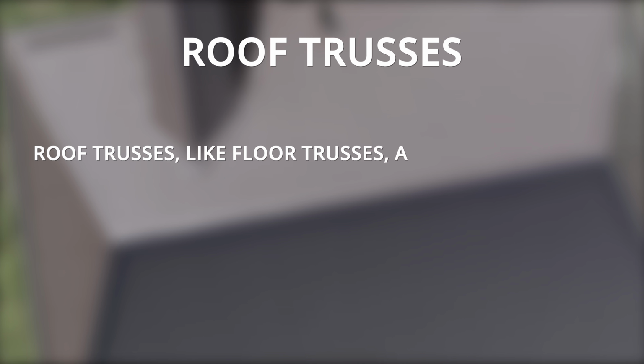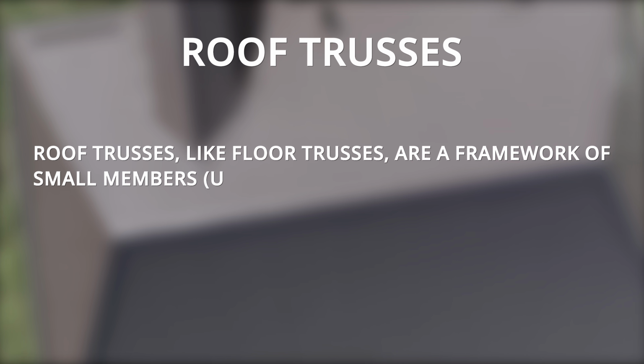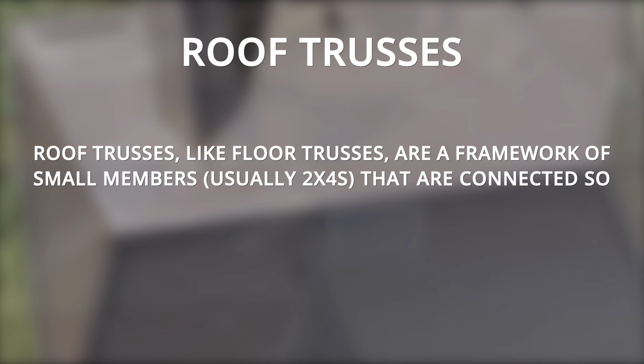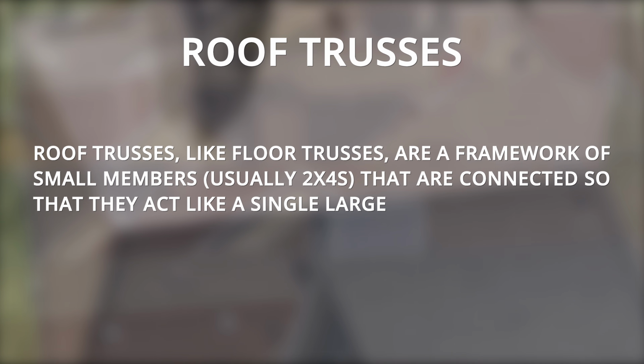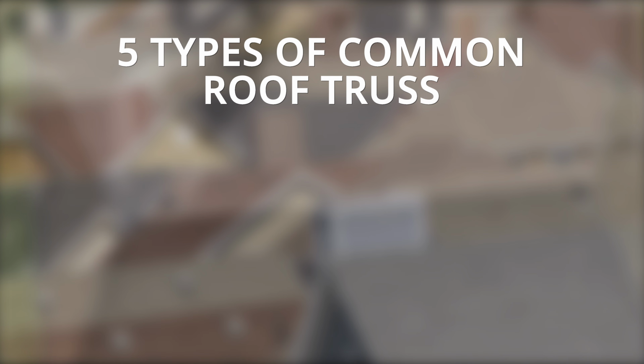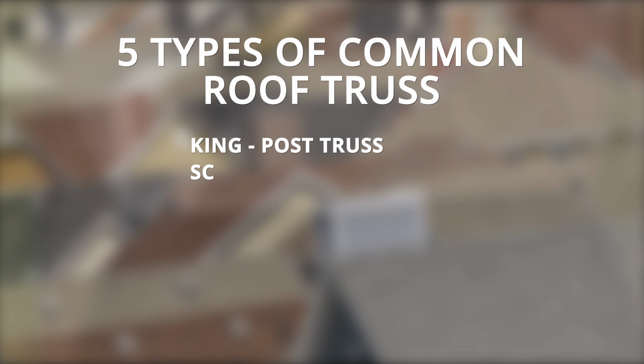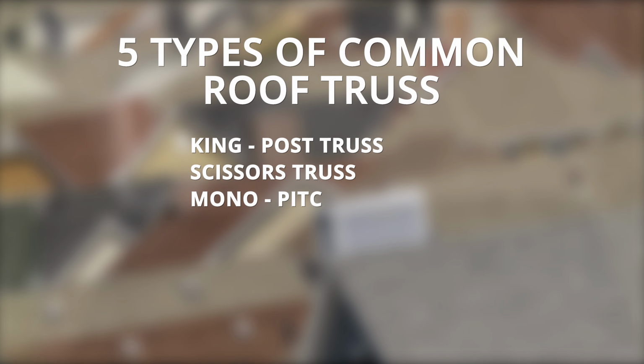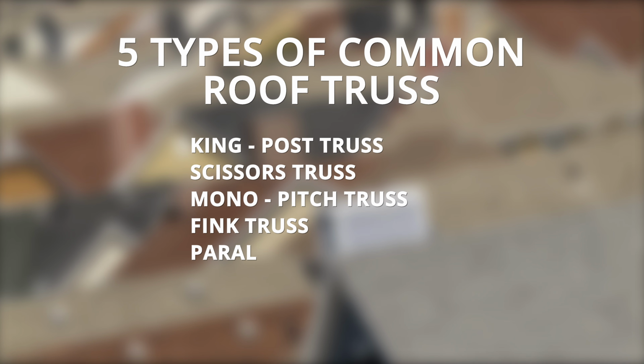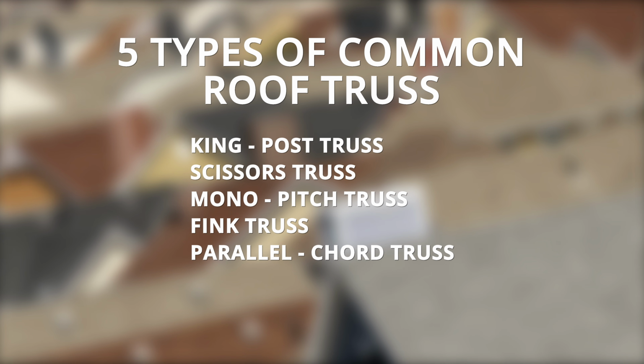Roof trusses. Roof trusses, like floor trusses, are a framework of small members, usually 2x4s, that are connected so that they act like a single large member. There are 5 types of common roof truss: king post truss, scissor truss, mono-pitch truss, FINK truss, and parallel cord truss.